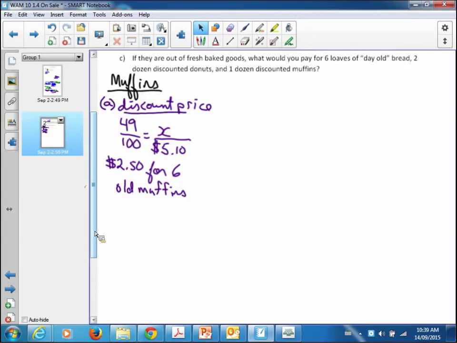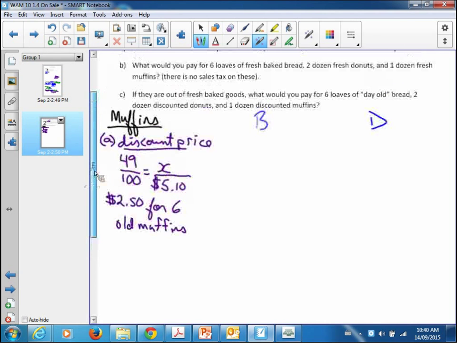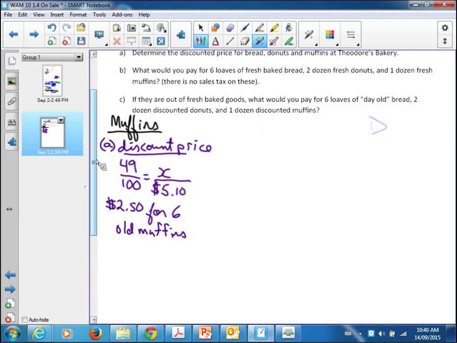You would then do, when you're on your own, like I said, you'll do the same thing for bread and donuts. That's why I'm leaving space there, so you organize it kind of like that and leave the other 2 columns. The B problem. What would you pay for 6 loaves of fresh bread, 2 dozen fresh donuts, 1 dozen fresh muffins? No sales tax. Be very careful when you do the others.